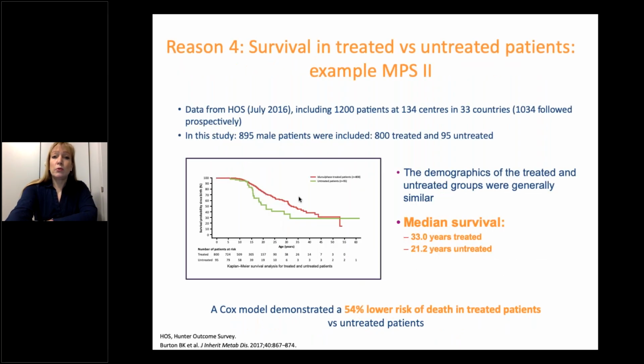And what we know for the treatment is, here's an example for MPS 2, but it is also published for MPS 6, that in treated patients we have a better survival. And here it is demonstrated in almost 1,000 MPS 2 patients that they have a 54% lower risk of death in the treated patients, and a lifespan that is 10 years longer in treated patients than in untreated patients.